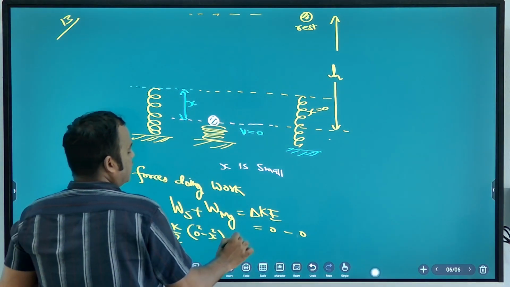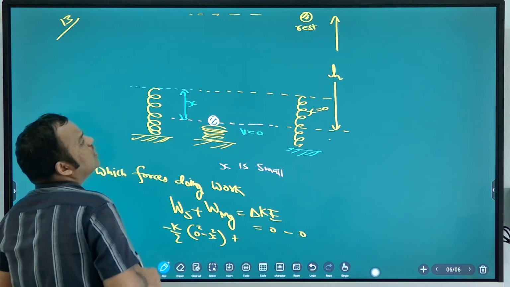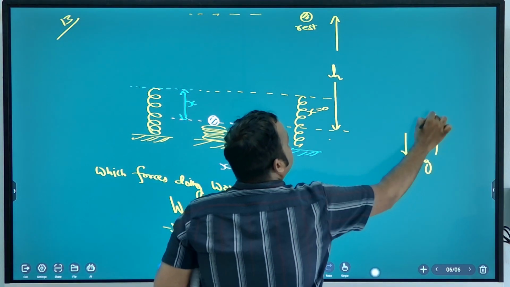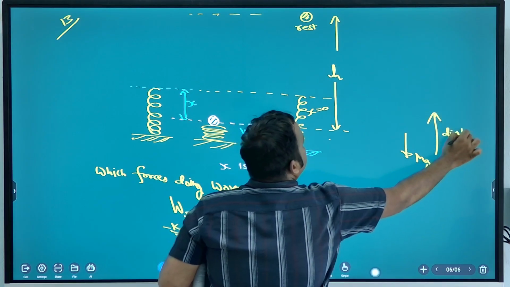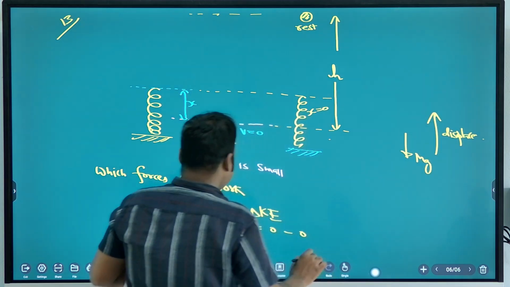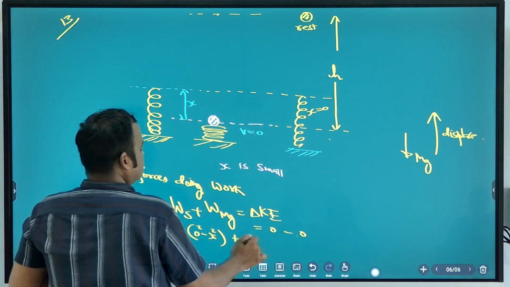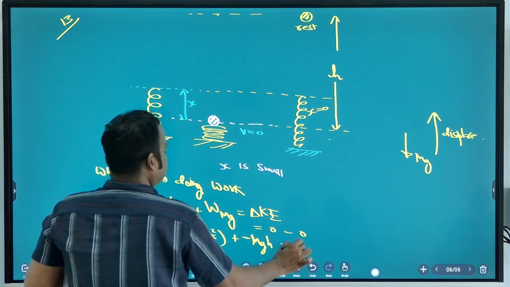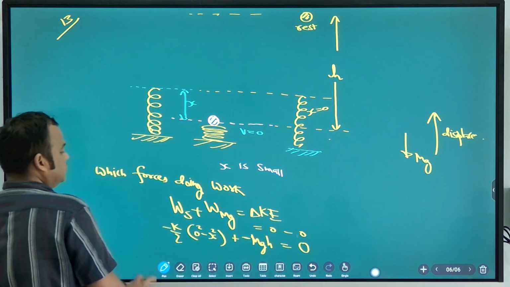And what is the work done by mg? Mg is acting where? Downward. Displacement is where? Upward. So is the work done by mg plus or minus? Minus. So minus mgh. Minus mgh is equal to 0. Note down.